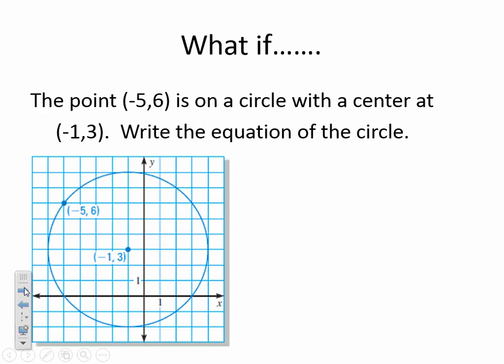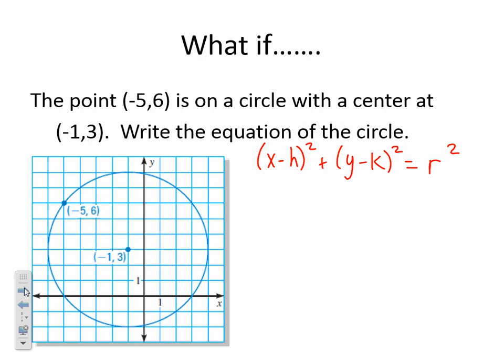The point -5, 6 is on the circle that has a center at -1, 3. Write the equation of this circle. Well, if I can see the circle, I can do this. So remember, we're talking about that general form equals the radius squared, so we'll call it r squared.